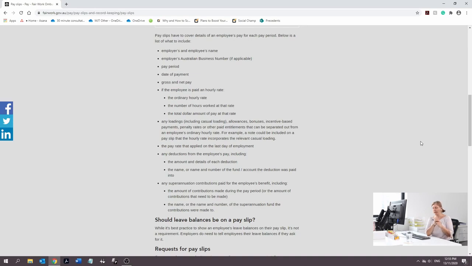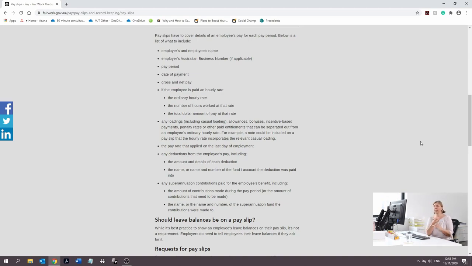So your employer might have them on some sort of online website or intranet that you can draw them out of, or they might give you them in hand. But it is not lawful for your employer just to pay you and not provide a payslip whatsoever. So it is really important that you receive them.